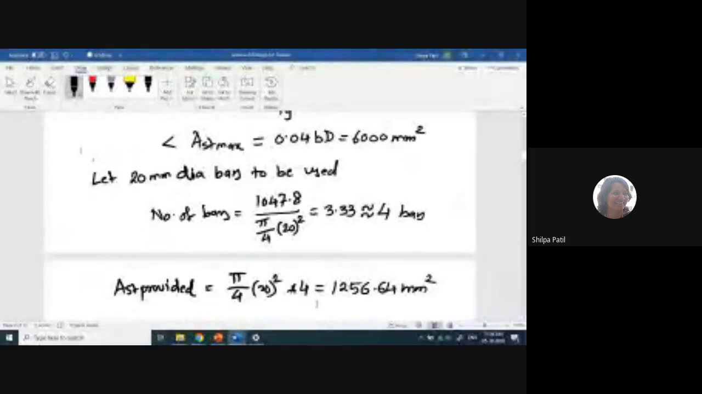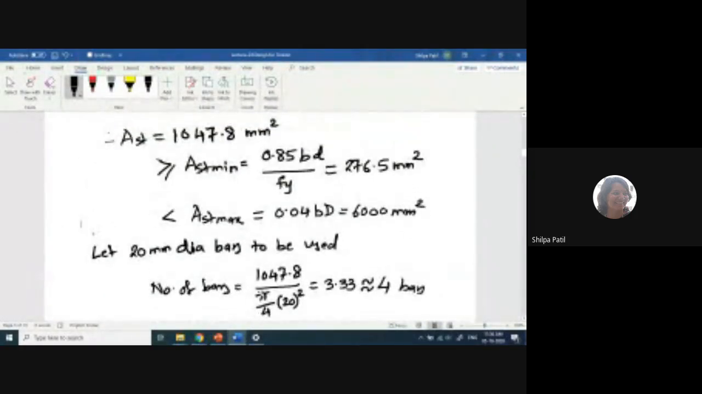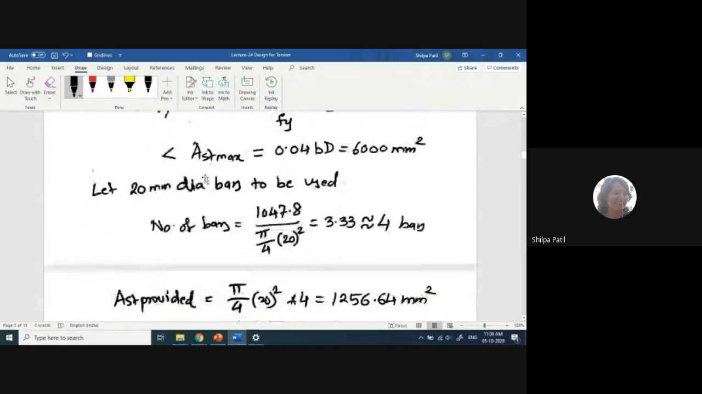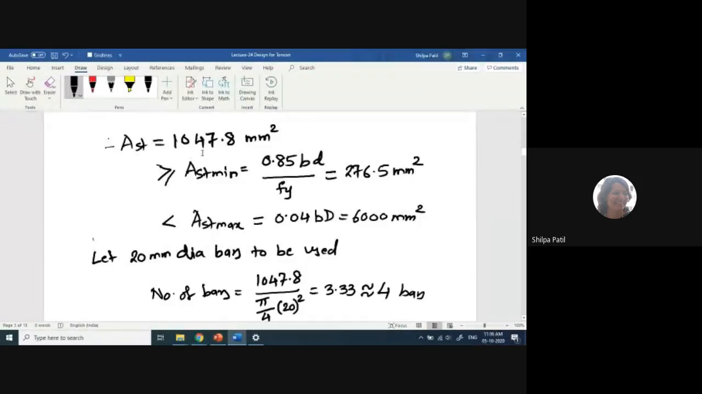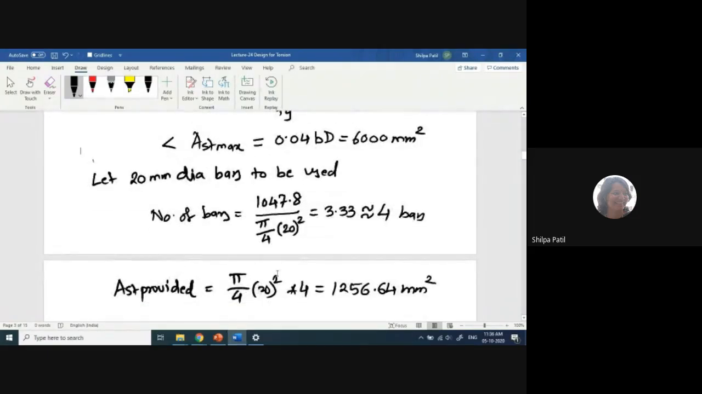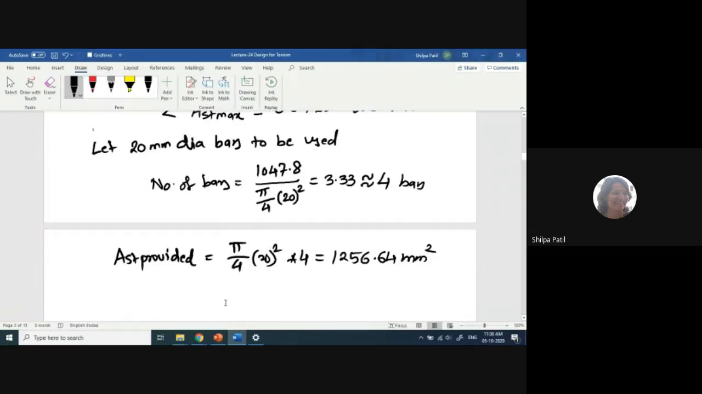But practically, we must check whether this provided AST is well within the range of percentage steel required for the balanced section. Why am I telling you this? Because the value of AST provided is much higher. See, it is 1256 and the required is 1047. So if required is 1047, we can provide AST equal to 1050 only. Okay, that is sufficient. If we go on increasing the provided area of the steel in the beam, our beam may turn out as an over reinforced beam.